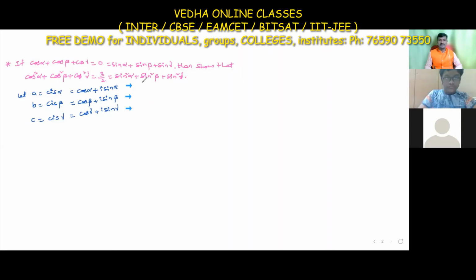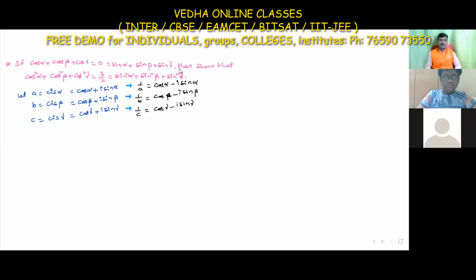Then 1 by A is 1 by cos alpha plus i sin alpha, which becomes cos alpha minus i sin alpha. 1 by B is cos beta minus i sin beta, and 1 by C becomes cos gamma minus i sin gamma, by rationalizing.